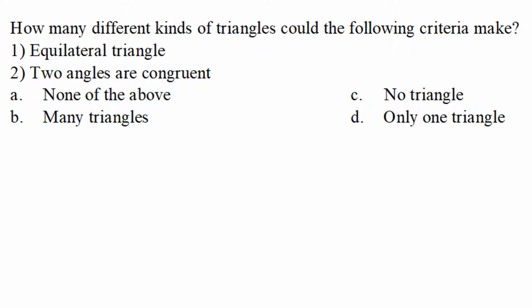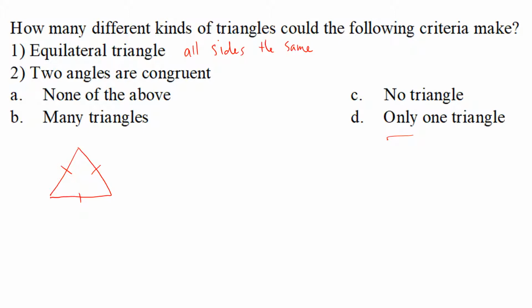How many kinds of triangles could you make? Okay, equilateral triangle. So going back, equilateral means all sides the same length. Two angles are congruent. So how many could I make? I could make an equilateral triangle with two sides that are congruent. Like this, these two sides would be the same, but since it's equilateral, that side would be the same. So I can make one. Okay, so I could at least make one.